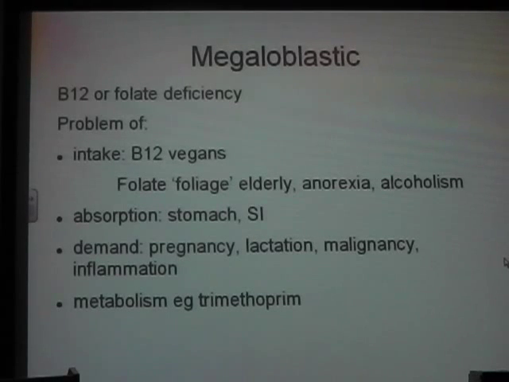So megaloblastic basically means things that affect the nucleus. So we're looking at B12 or folate deficiency. And again, it just goes back to the slide on iron deficiency. If you've got a deficiency, divide it up. So you can divide it again into intake, absorption, demand, and this last category is metabolism. So intake, B12 if you're a vegan, folate comes from foliage, leafy green vegetables, so if you don't eat many of those. Absorption, again, we're looking at the stomach and the small intestine.